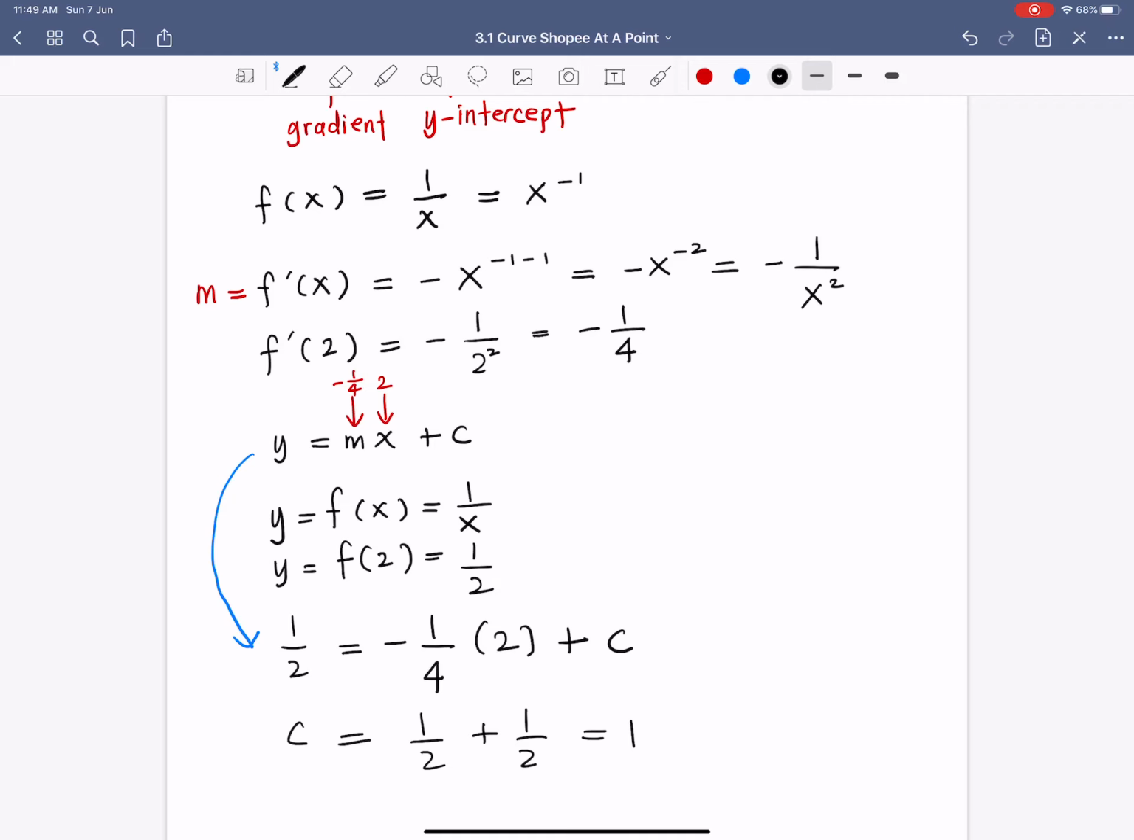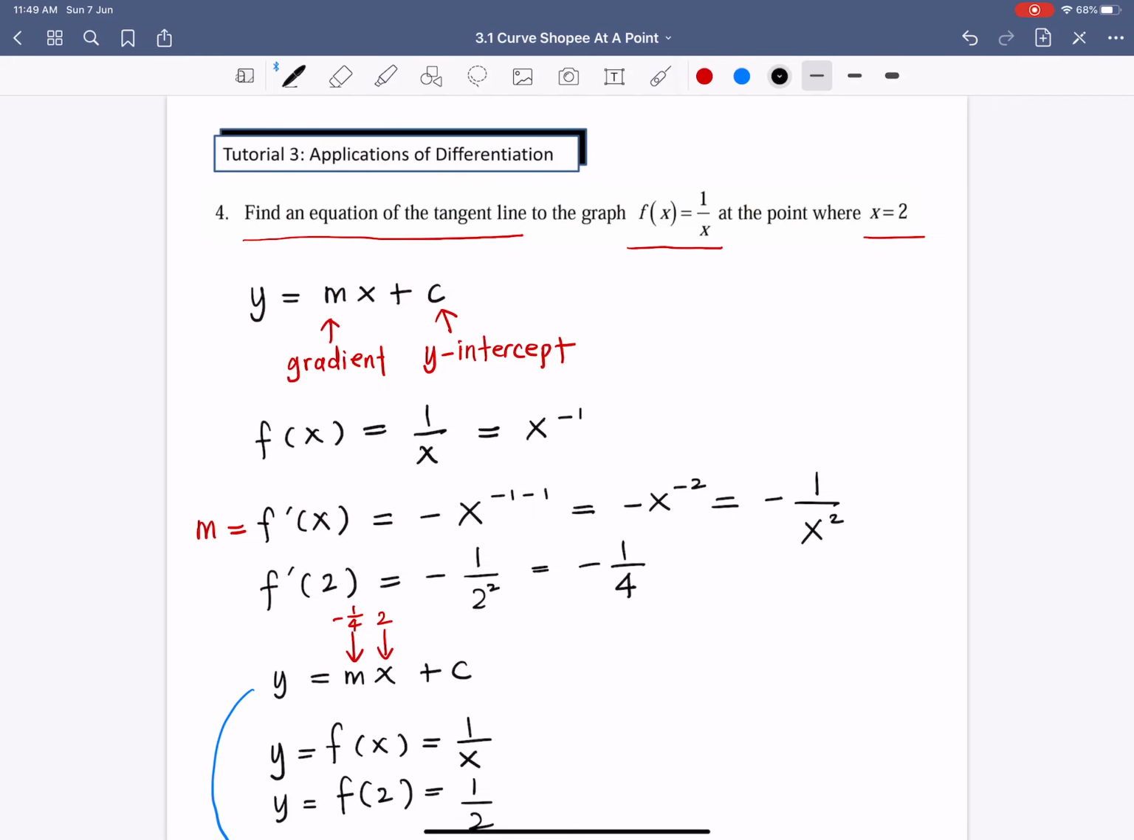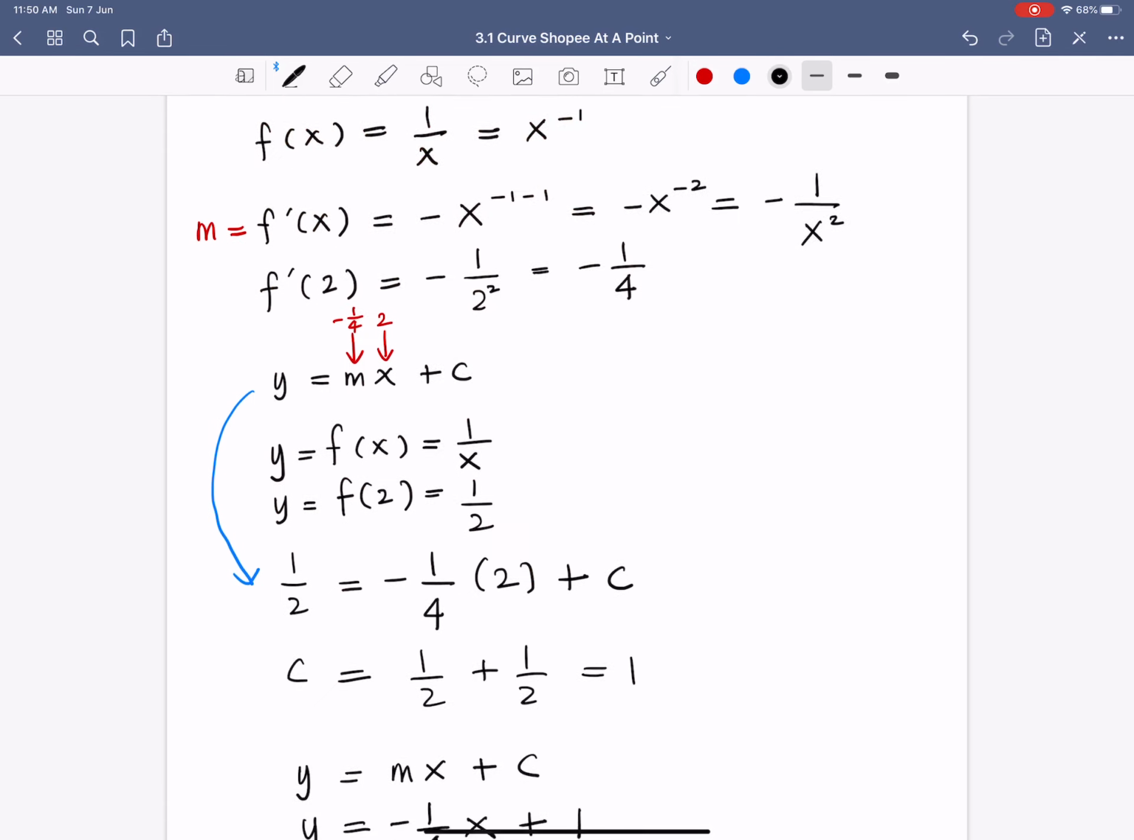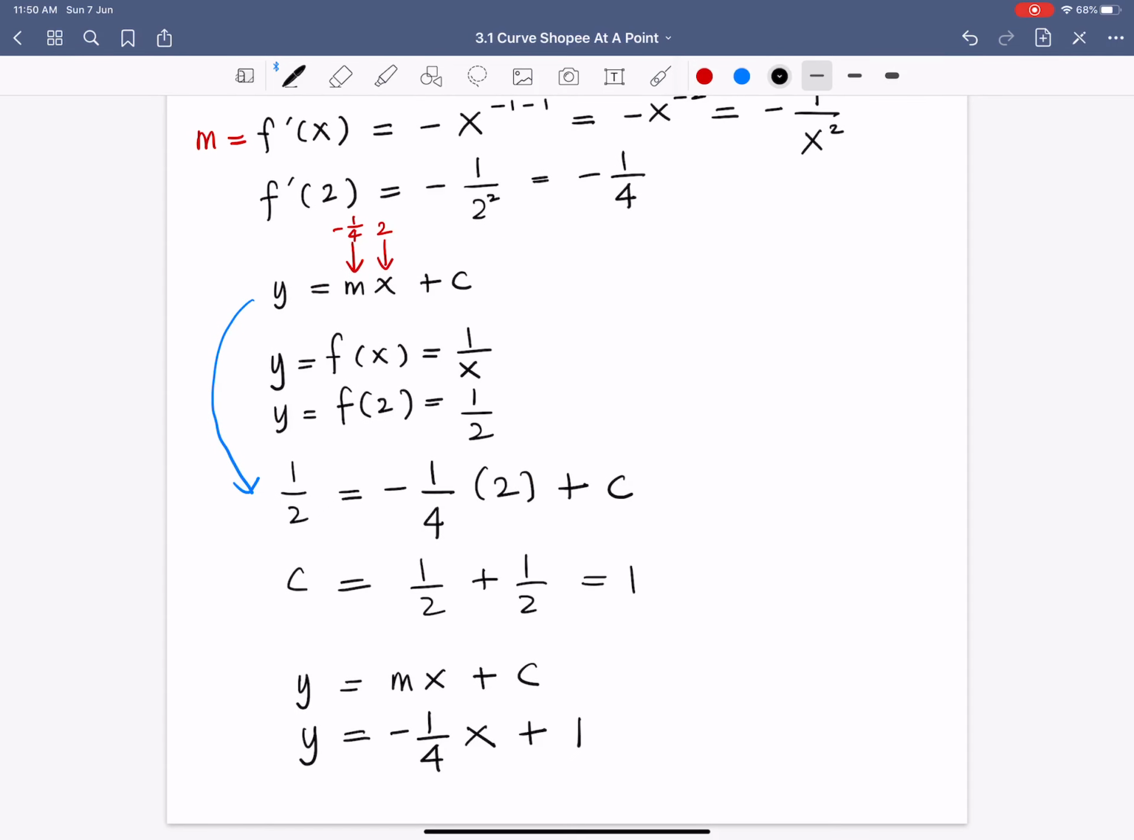Okay, so we want to find an equation of the tangent line. Remember, it must be in the form of a linear equation where y equals mx plus c, and just now we found that m equals negative 1 over 4 and c is 1. So y equals negative 1 over 4x plus 1. So this is the equation of the tangent line to the graph fx equals 1 over x.